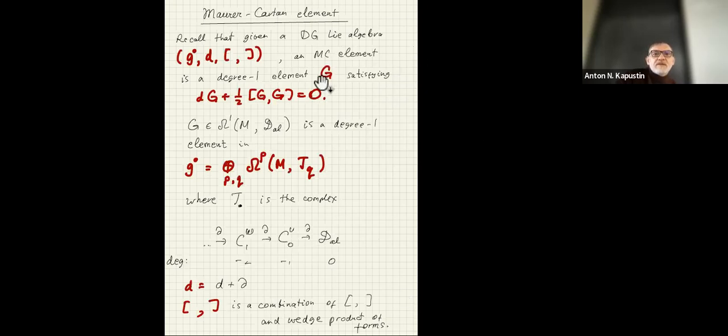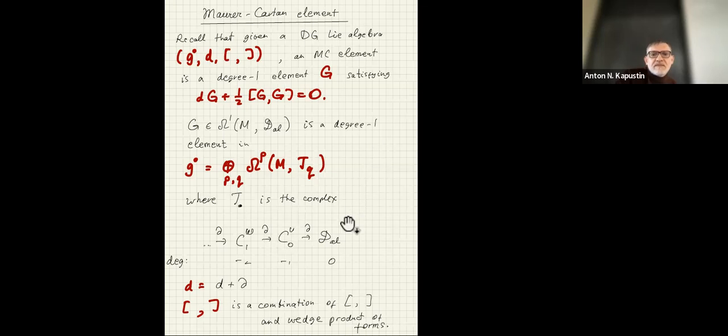Well, remember we have this differential graded Lie algebra. Maybe we shift the degree so that the bracket has degree 0. But then for any differential graded Lie algebra, there's a notion of a Maurer-Cartan element. It's some element of degree 1 which satisfies this equation.